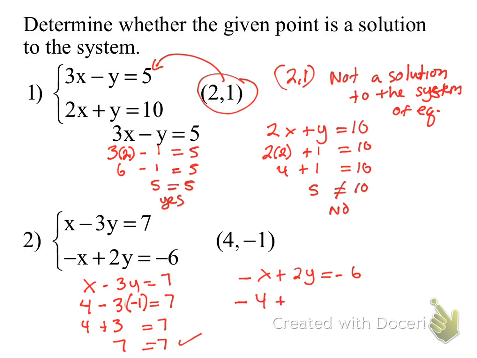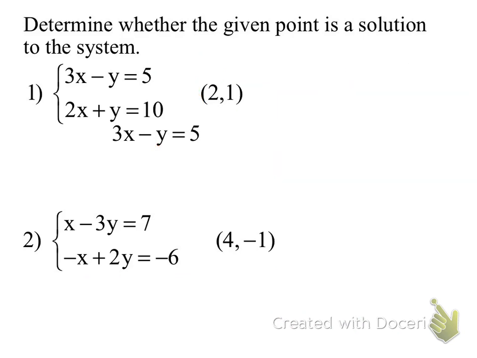-4 plus 2 times -1. Okay, and that simplifies to -4 plus -2, minus 2, equals negative 6. Negative 6 equals negative 6. So what do we say? Yes, it's a solution to the system.